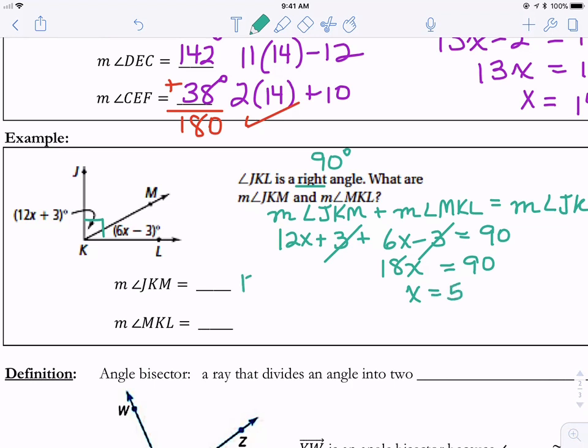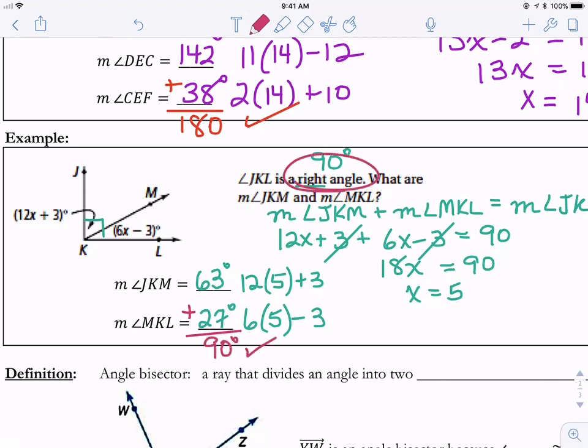Okay, we'll plug that back in. 12 times 5 plus 3 is 63 degrees. And 6 times 5 minus 3 would be 30 minus 3, which is 27 degrees. We're going to do a quick check and make sure everything looks good. That adds up to 90 degrees, which is what we knew because it was a right angle.